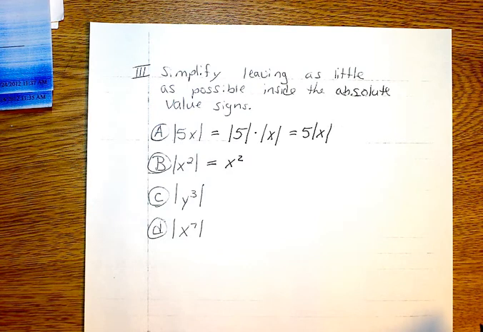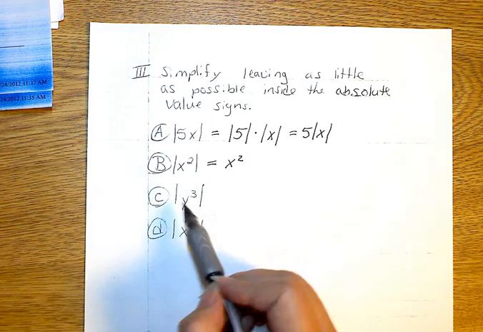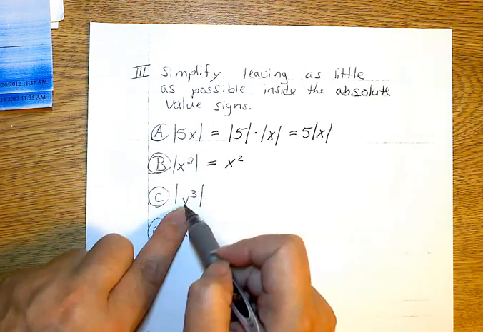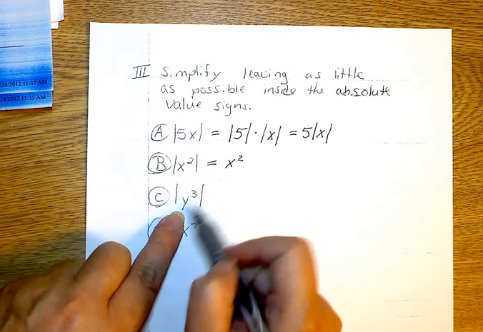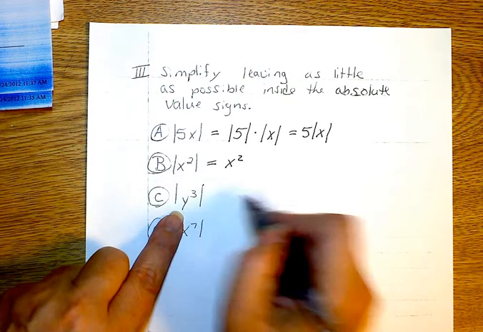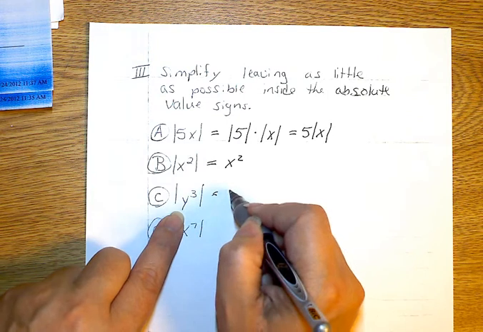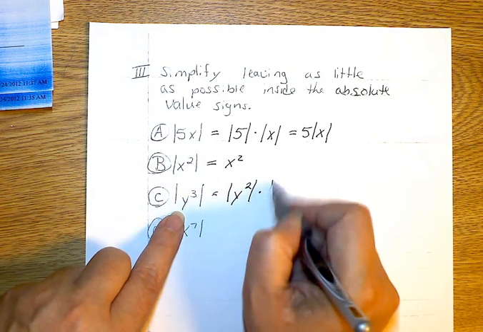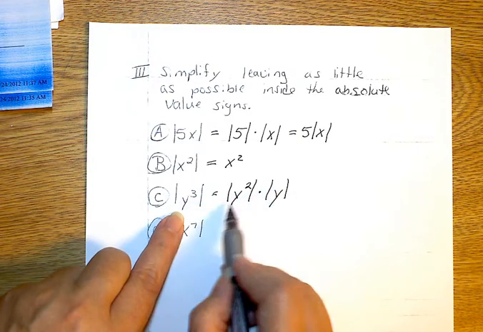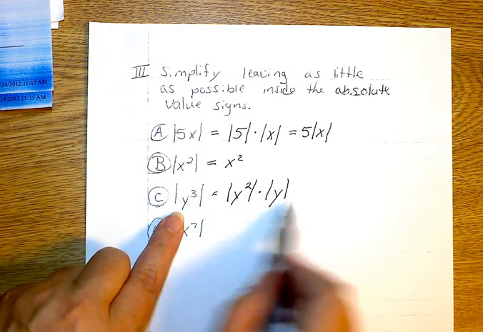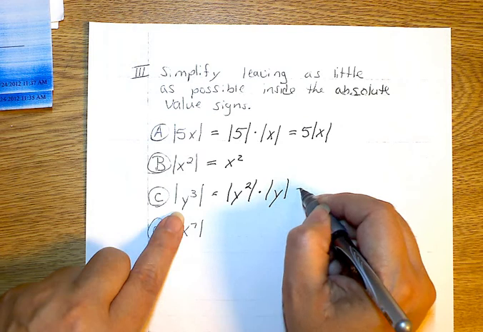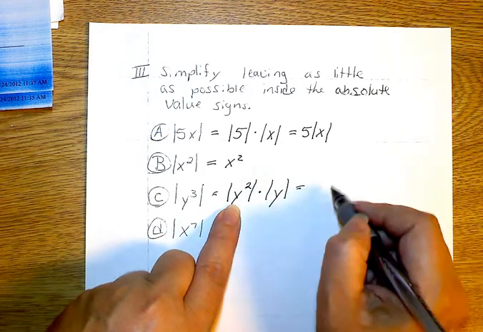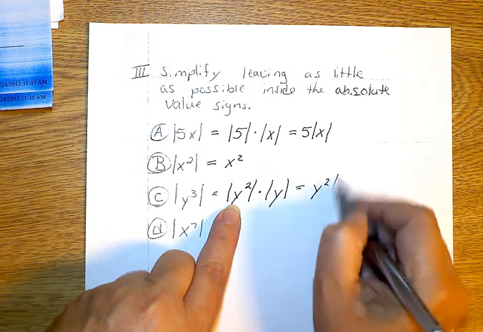When you have an odd exponent, like C, what you do is you break it up into evens and odds. What can we break this up into so we can have some evens and odds? We'd have the absolute value of y squared times the absolute value of y. Eventually you guys might not need to do this, but I'm going to show you each step. So the absolute value of y squared is y squared, times the absolute value of y.